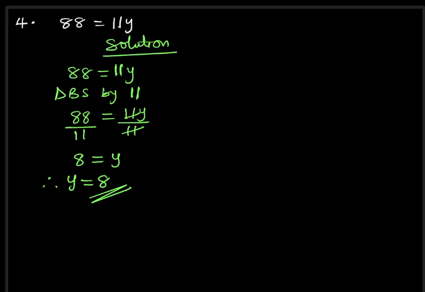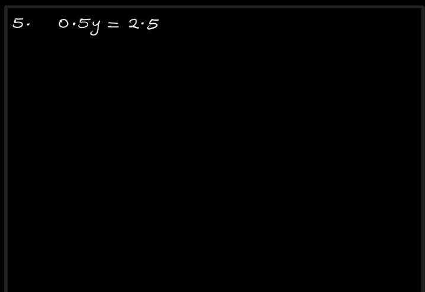Okay, so we move to number 5. Now this involves a decimal. Solution. I think we did division up to this part. 0.5y equals 2.5. Now this is our unknown. Anything multiplying the unknown is the coefficient. So the coefficient here is 0.5.